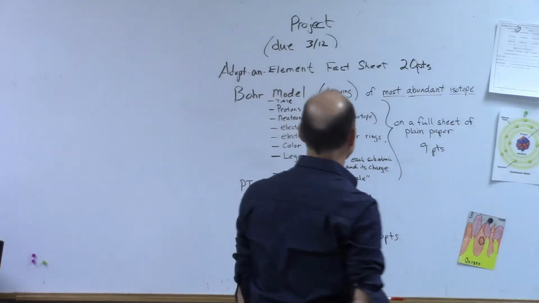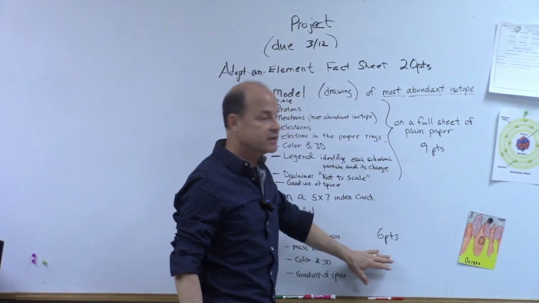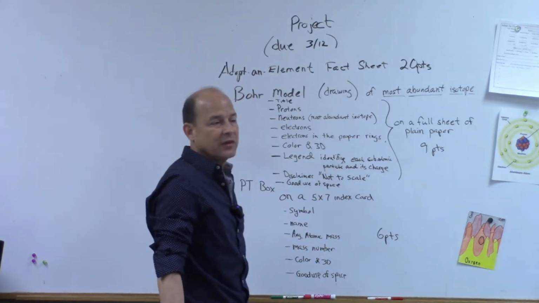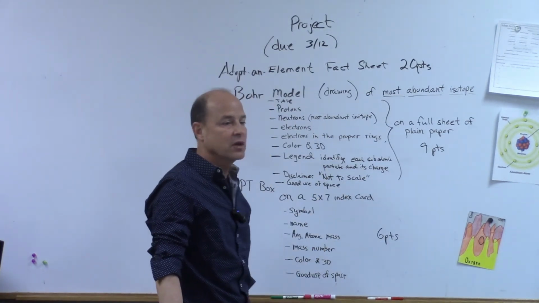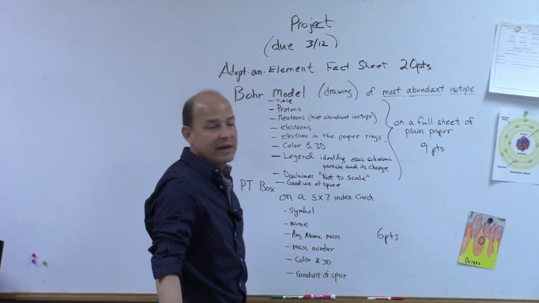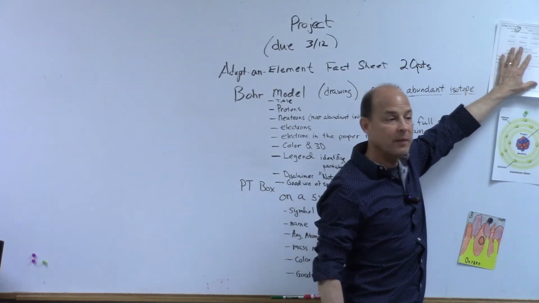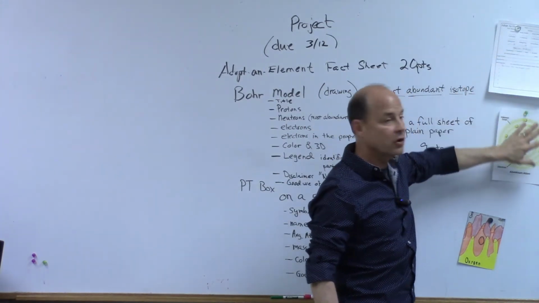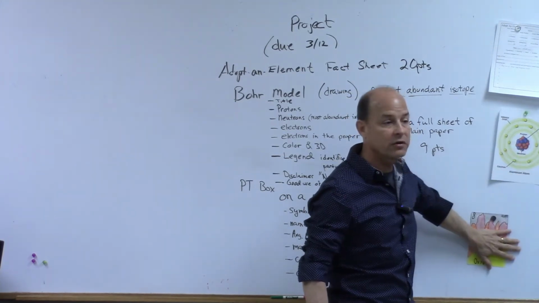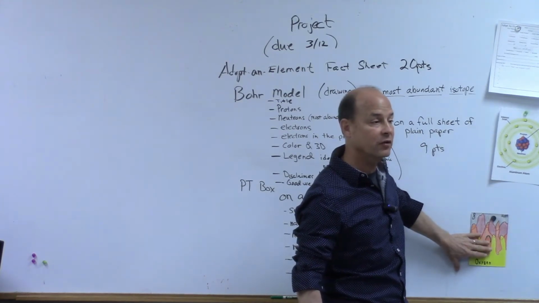So for your project, it is going to be a 35-point project. And that's about right because tests are usually 30, 35 points. So it's going to be about the same as your test. It's going to be in 3 parts. You're going to have to complete your adopt an element data sheet. You're going to draw a Bohr model on a plain piece of paper. And you're going to draw me a PT box, a periodic table box for your element.